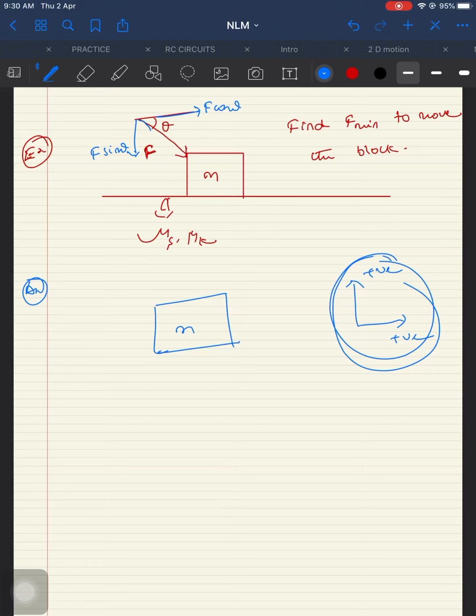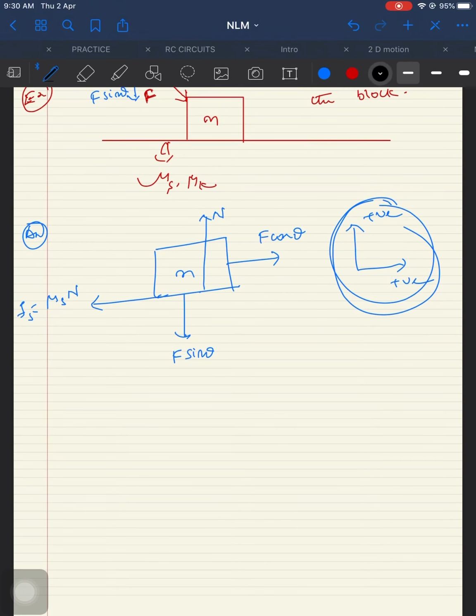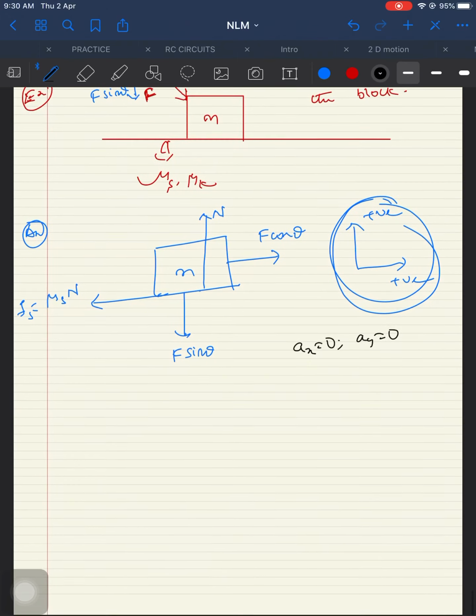Now the free body diagram: horizontally the force is F cos theta, and in the downward direction the force is F sin theta. Are there other forces, contact forces? Yes, there is a normal also, and there is a friction in the backward direction. What kind of friction, static or kinetic? When the minimum force to move is mentioned, there is static friction, that is mu s into N. Words to move mean acceleration in x direction becomes 0, and acceleration in y direction also becomes 0.